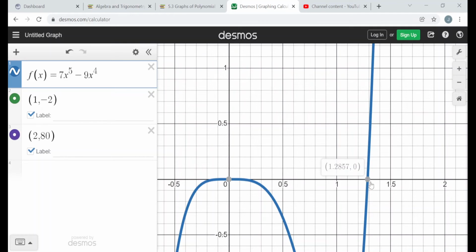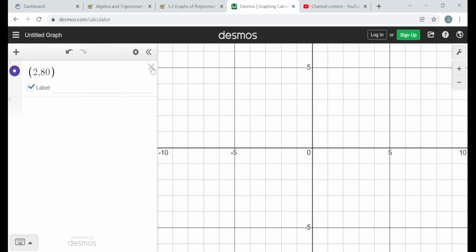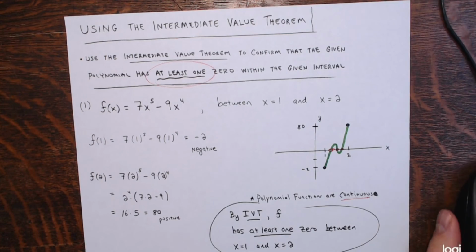My little drawing earlier was just, hey, it could do this, but it's got to cross at least once between 1 and 2 if you know it's negative on one side, positive on the other, and a continuous function like polynomials are. That's what the intermediate value theorem states in our use. Okay. So let me clear all this stuff out for the next problem. All right, so next example, same thing.